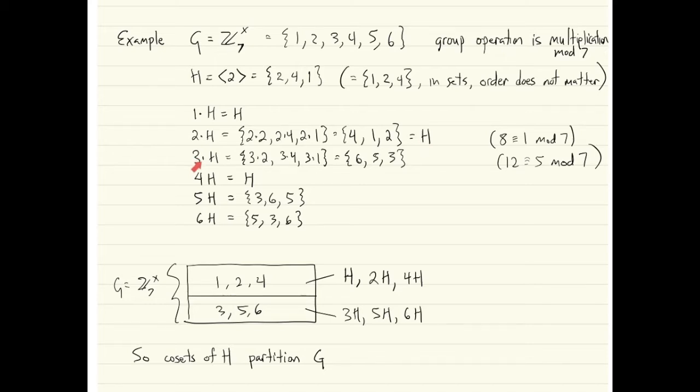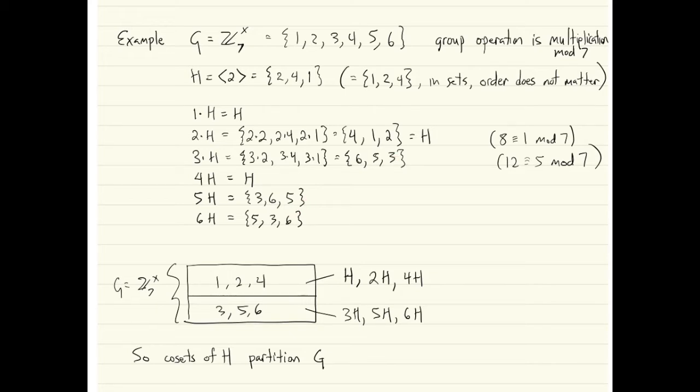Okay, now let's look at 3H. 3 times 2, 3 times 4, 3 times 1. 3 times 4 is 12, which is the same as 5 mod 7, and so we get this. So this is a new coset we haven't seen before. So far we've just seen H and H, so 3H is a different coset. Then 4H, I didn't do the calculation, but I just suppressed it and did it elsewhere, and we get H back. 5H, if you work it out, you get 3, 6, 5, which is the same set as {6, 5, 3}, just listed differently. And if you do 6H, similarly, you'd actually get the same coset as 5H and 3H.